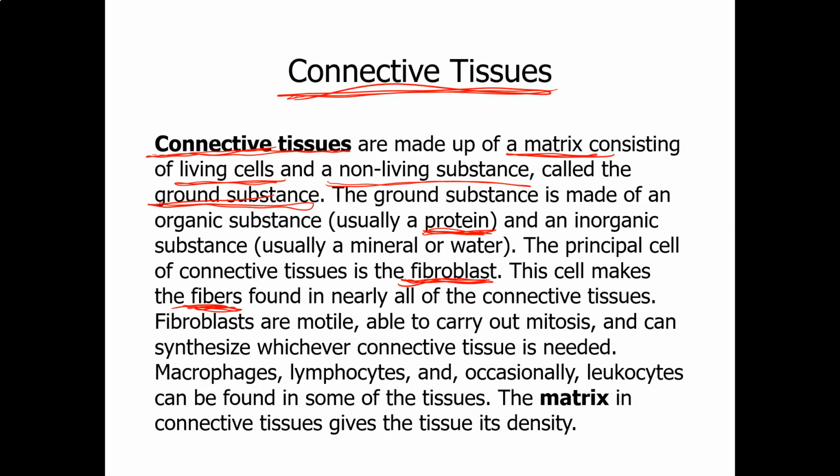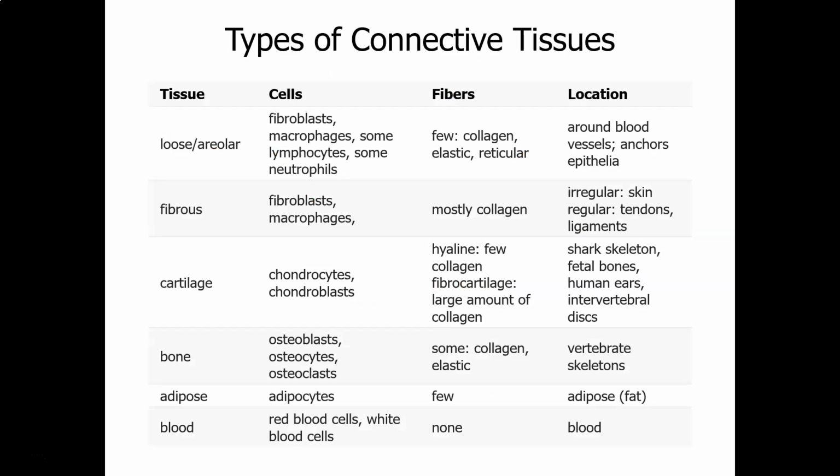There are other cells that you can find in connective tissues: macrophages, lymphocytes, leukocytes. These are all cells of the immune system. But the matrix is what gives the tissue its density. So we have loose connective tissue, and then we have very hard, tough, solid connective tissue. So we have loose connective tissue, which is sometimes called areolar tissue.